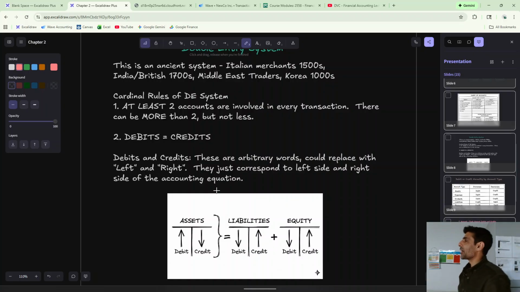These words, debit and credit, are totally arbitrary. We could make them left and right, and this system would still work. Okay. So there's no inherent meaning behind debit or credit. They literally just mean left and right. Debit means left and credit means right.